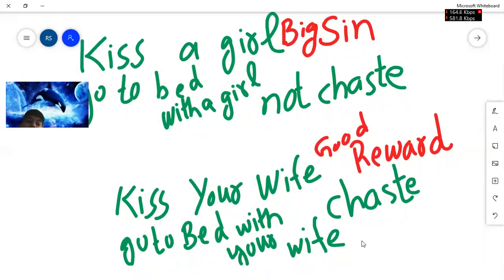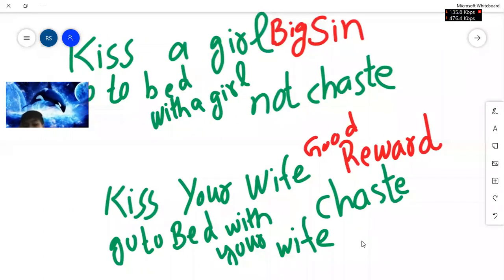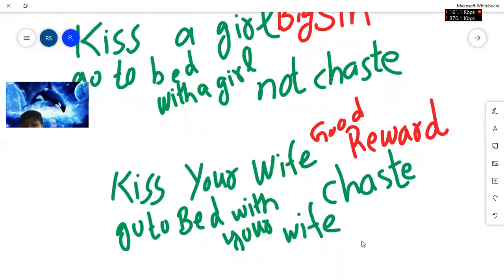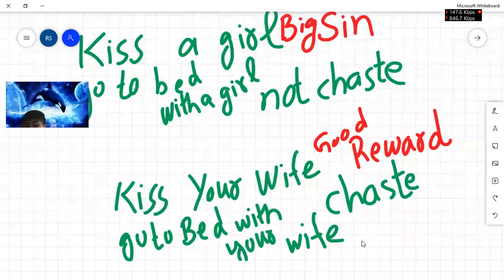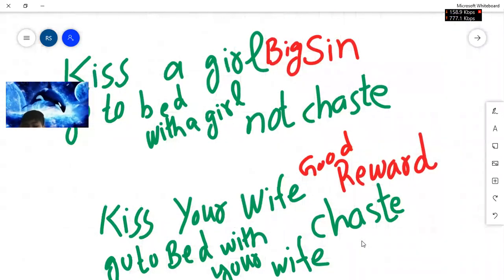After you reach the age of puberty and you want to be with a girl, then just ask your mother that you want to make her your wife. She will arrange a nikah for you and then you can do whatever you want. But before nikah, you cannot kiss her, you cannot go to bed with her, okay? So when the time comes, just tell your mother, she will arrange everything for you.